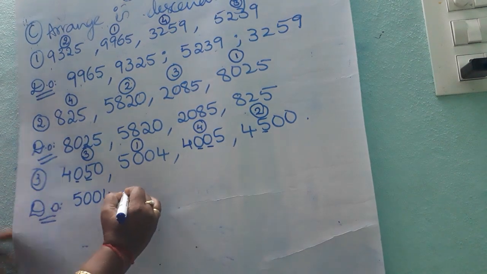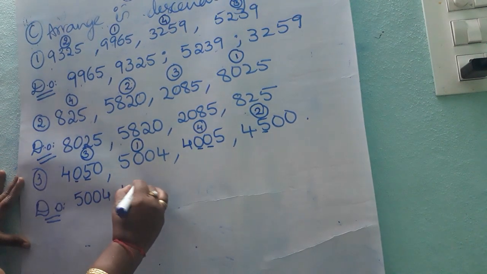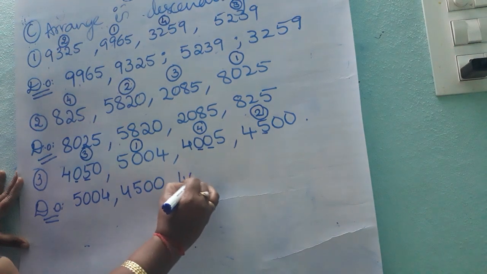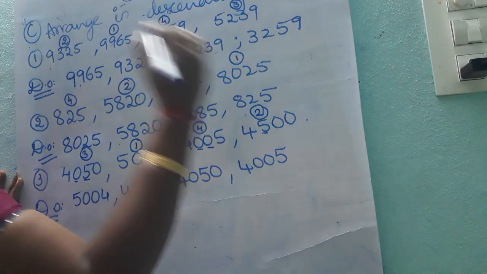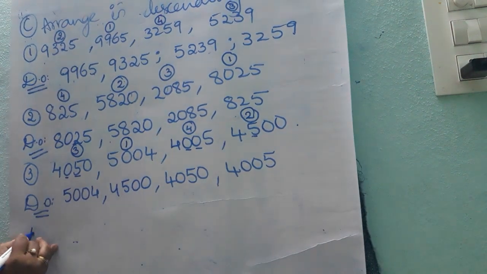Okay. See this. 5,004. Next 4,500, 4,050, 4,005. Okay. See the fourth one in this.